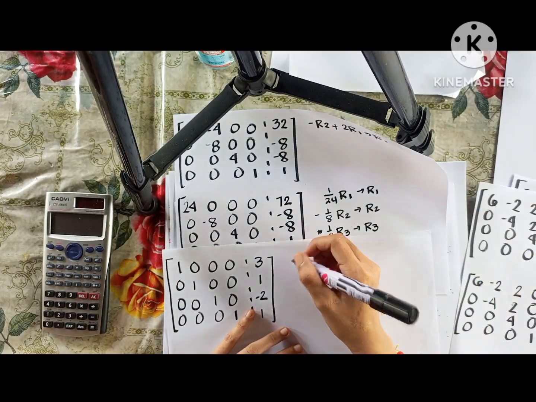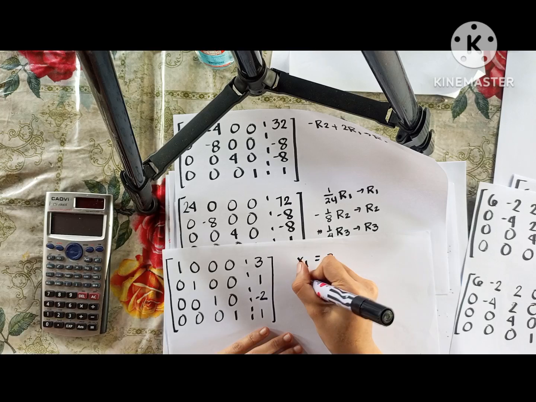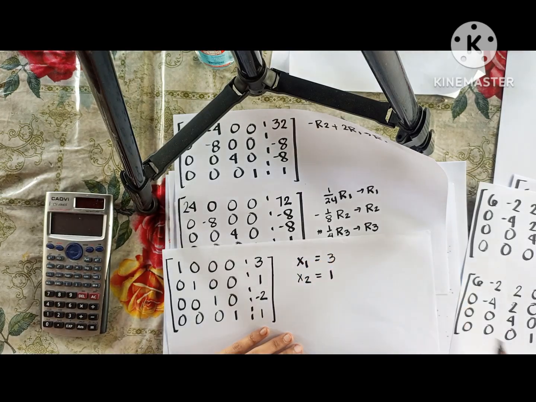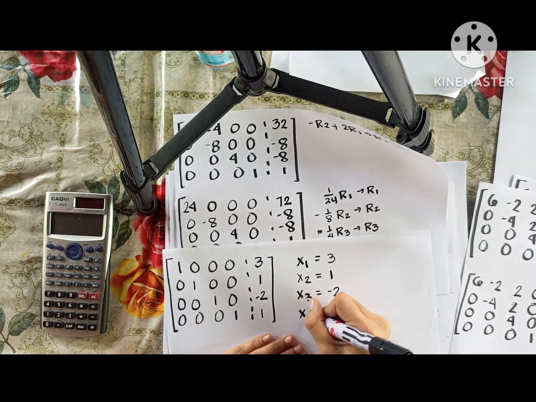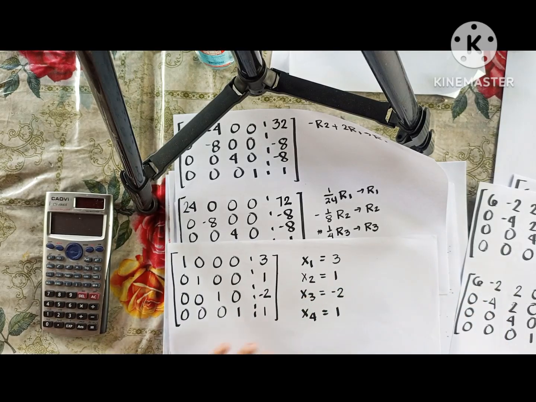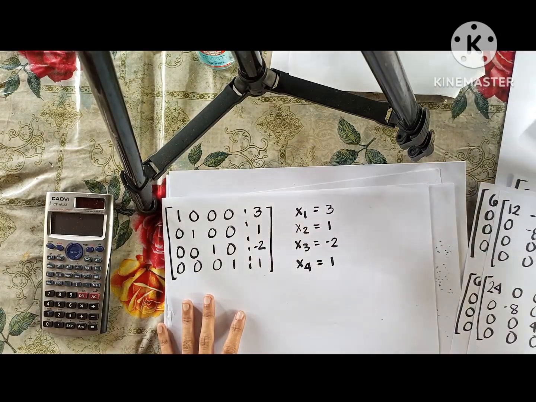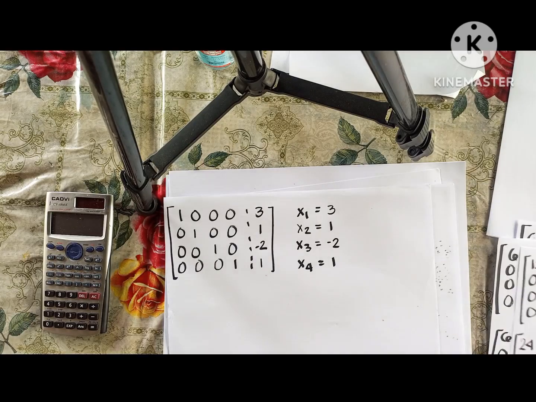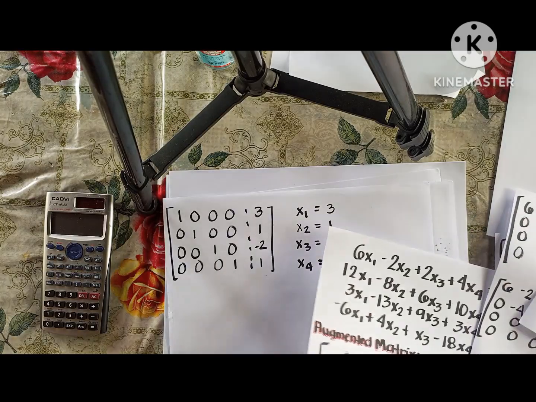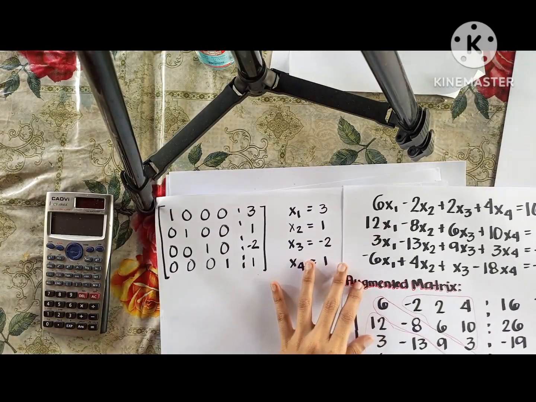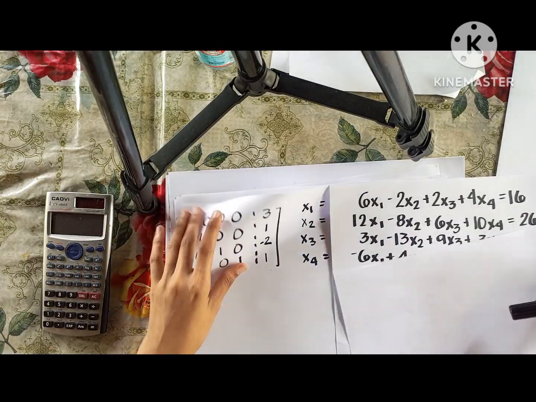So from this, our x sub 1 is equal to 3. Our x sub 2 is equal to positive 1. And our x sub 3 is equal to negative 2. And for our x sub 4, it is equal to positive 1. So to check whether we have arrived at the correct values of x sub 1, x sub 2, x sub 3, and x sub 4, using the system of linear equations that we had a while ago, we are going to substitute the values of x sub 1, x sub 2, x sub 3, and x sub 4 to this one.